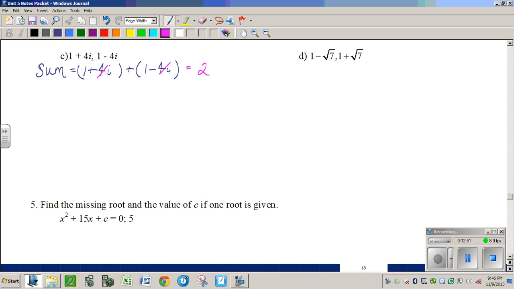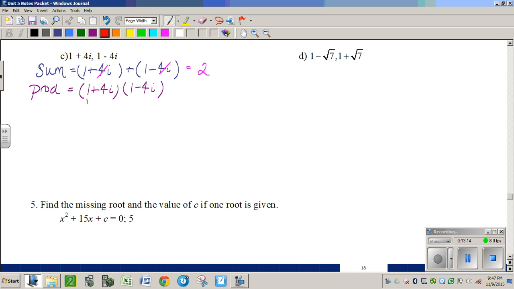Alright, now we are going to multiply these out. So, reaching back to last unit, if I have 1 plus 4i and 1 minus 4i, what do we call the relationship between those two binomials? Starts with a C, rhymes with conjugate. Oh yes, that's right, conjugate. Okay, so these two are conjugates.